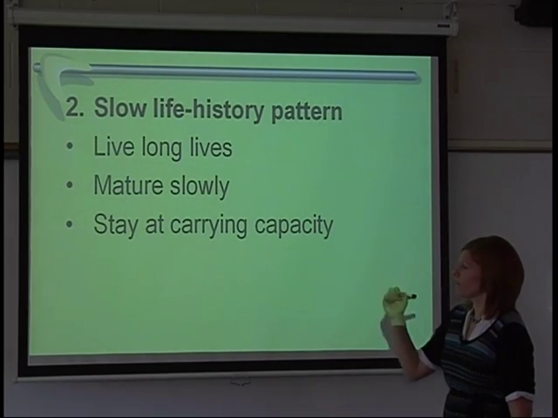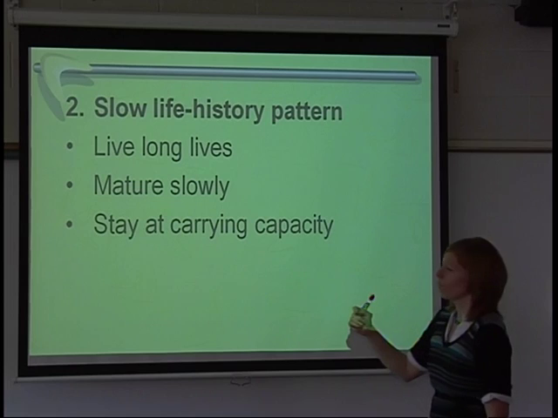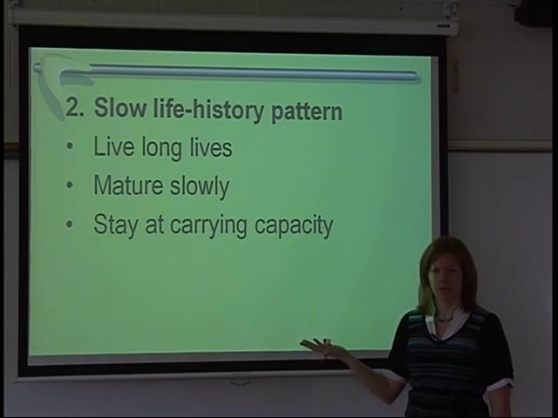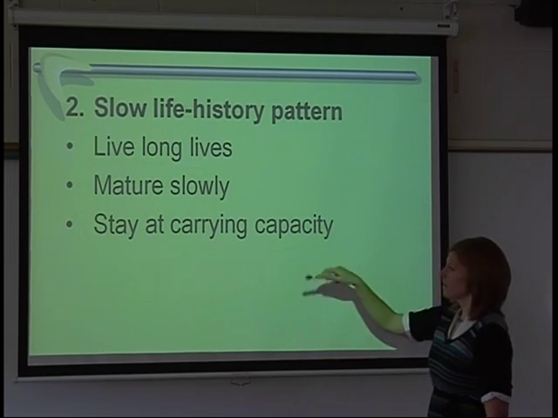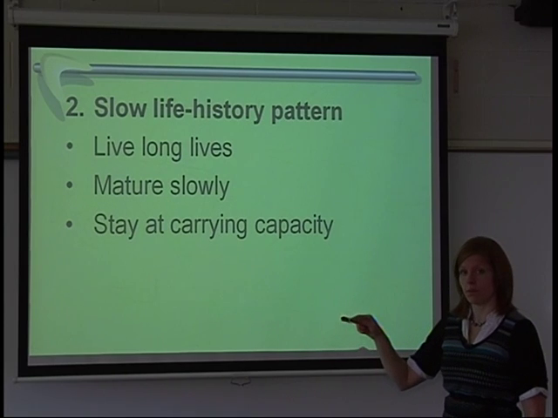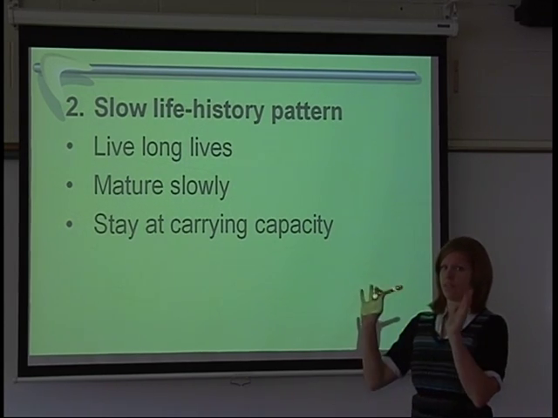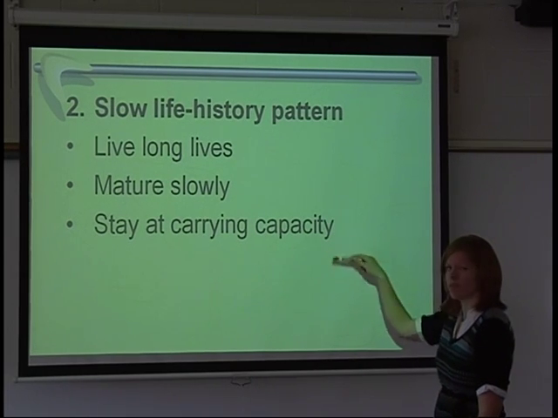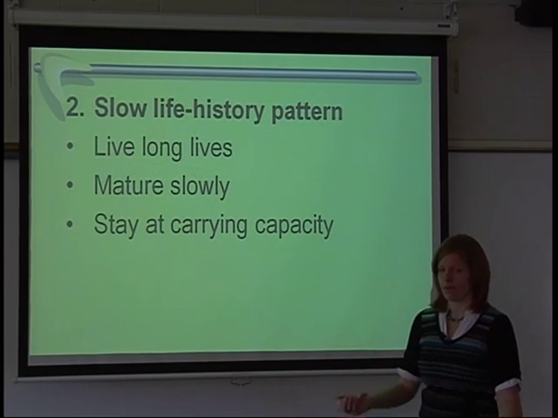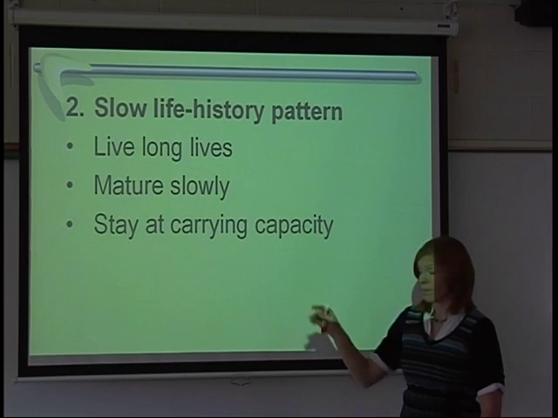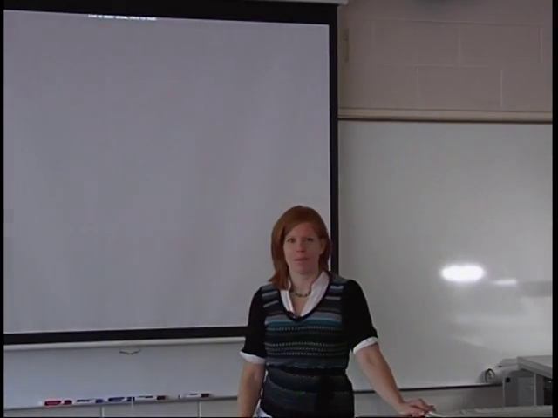Larger organisms have a slow life history pattern, where they mature slowly. They don't reproduce a whole lot during their lifetime. They tend to stay at a carrying capacity, where they're not increasing and then shooting down and then increasing and going down again. They level off and tend to stay level at a certain population. And that's all we have to say about populations.